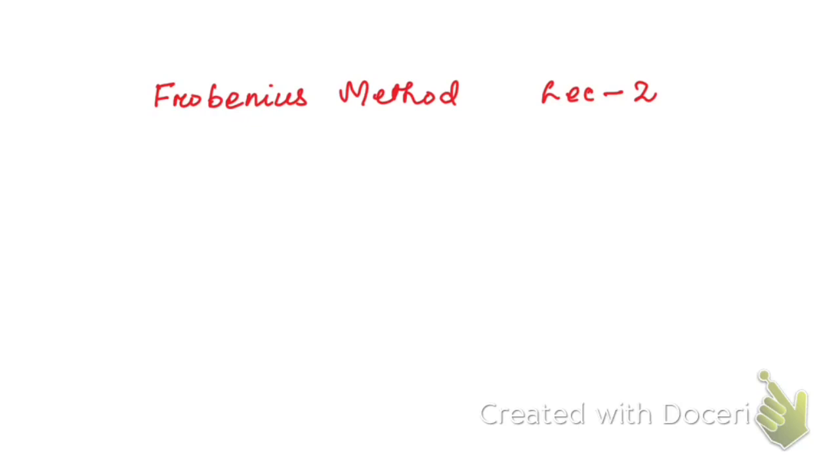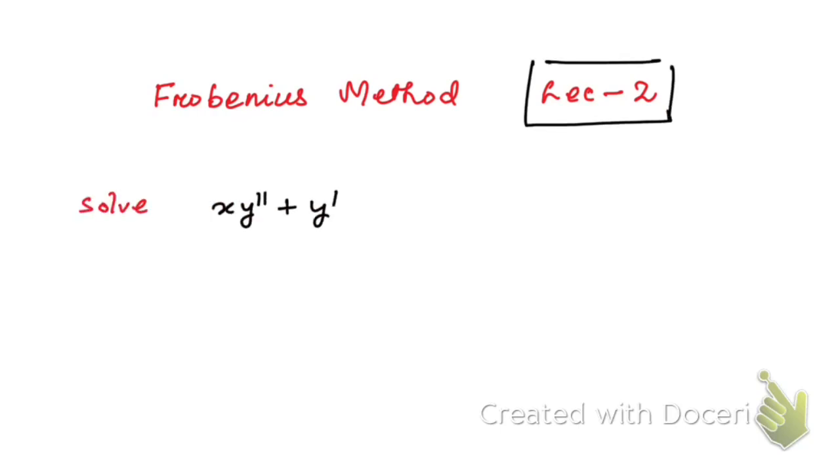So we have already discussed the first case of this method. Today we are going to discuss the second case, and we're going to solve this question using the Frobenius Method. Case 2 has 4 conditions. We have already discussed one condition.